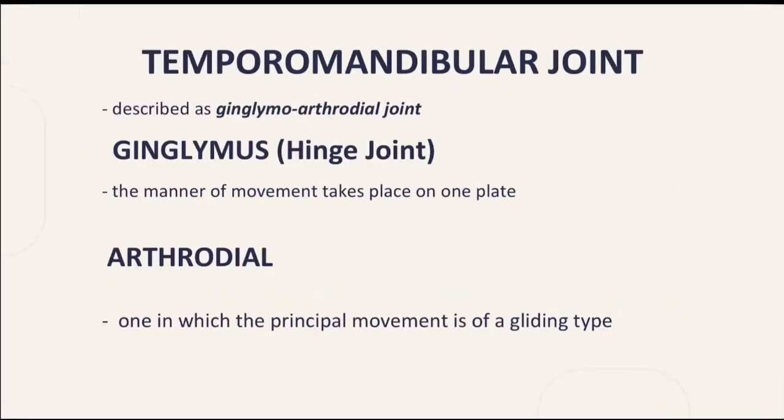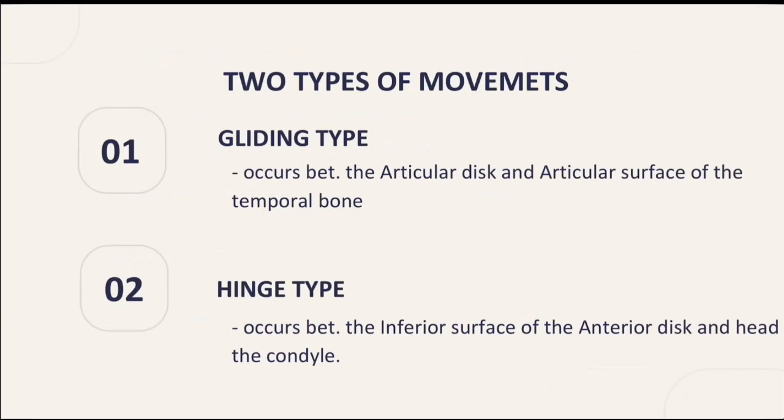The temporomandibular joint is described as a ginglymoarthroidal joint. The ginglymus, or hinge joint, is a manner of movement that takes place on one plane. An arthroidal joint is one in which the principal movement is of a gliding type. We have two movements, the gliding type and the hinge type.